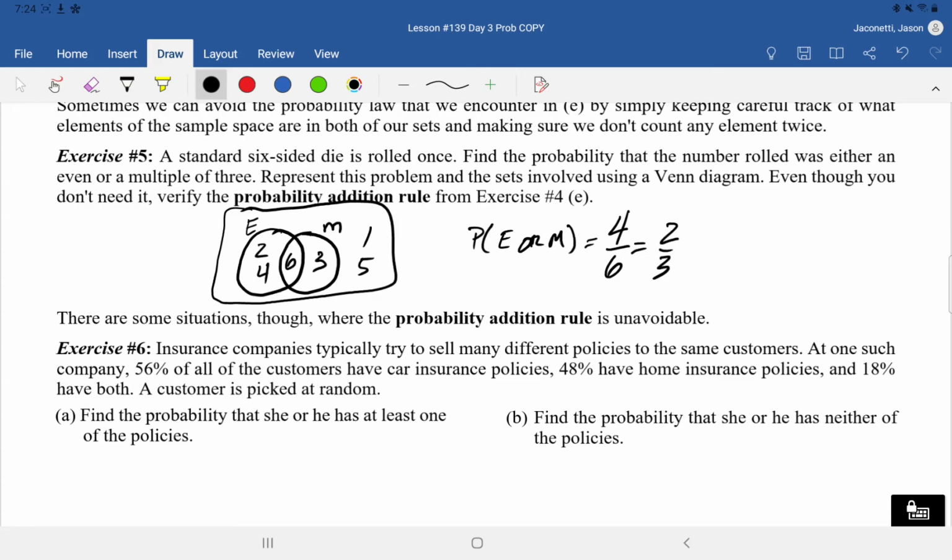Then it says, even though we don't need it, verify the rule. So we want you to prove this rule here. So you would say the probability of E is going to be 3/6. The probability of M is going to be 2/6. The probability of E and M is 1/6. 3/6 plus 2/6 is 5/6 minus 1/6 is 4/6. We're done.